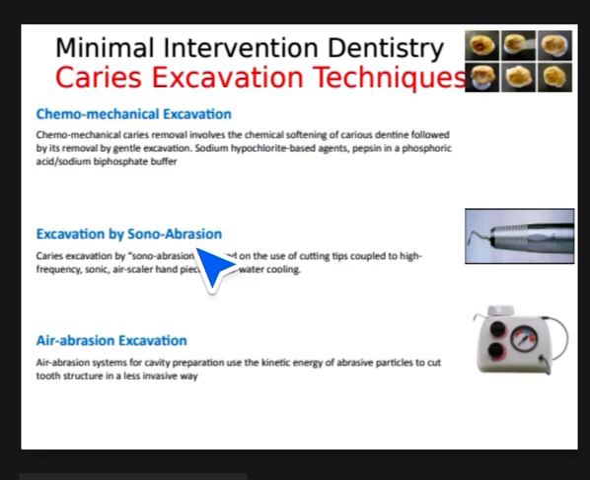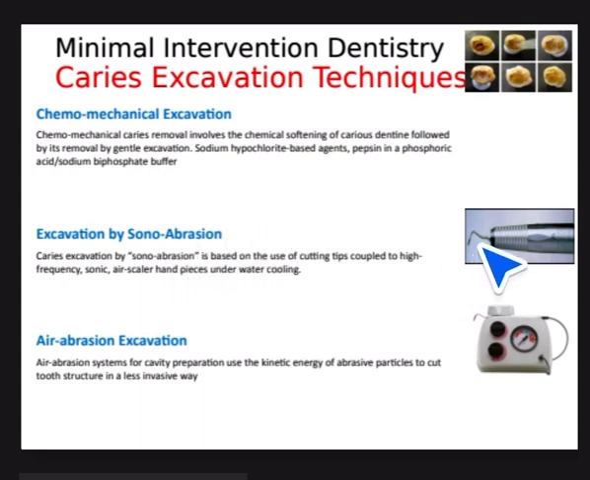What does that mean? Have you seen a scaler, which you use for scaling, for removing calculus? Now we have a similar instrument for removing caries. It produces sonic waves, sonic abrasion, vibrations. When these vibrations are produced, the caries part and the healthy tissue vibrate at different frequencies, and the caries is removed. We did not remove any healthy tissue. This is called excavation by sonoabrasion.